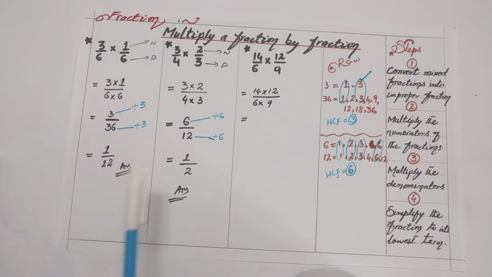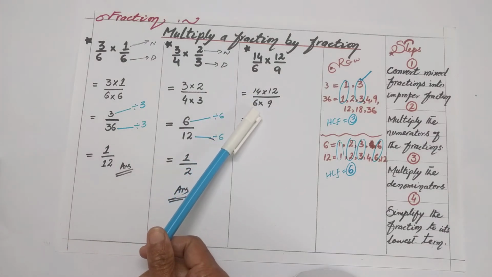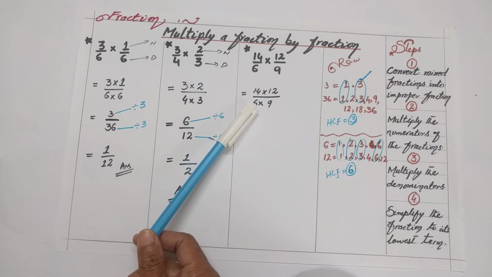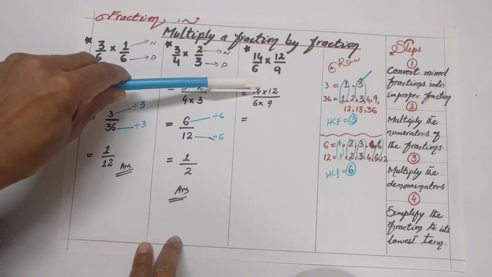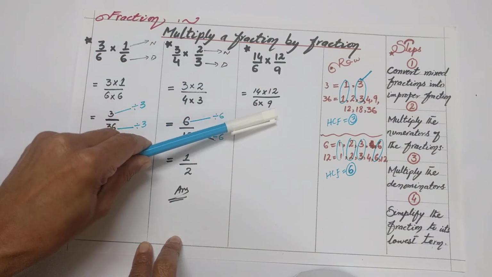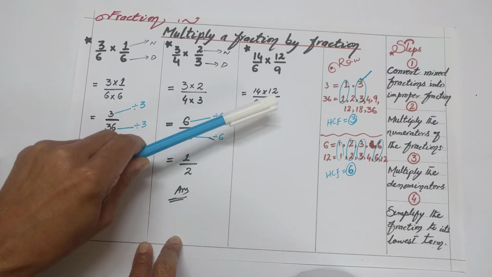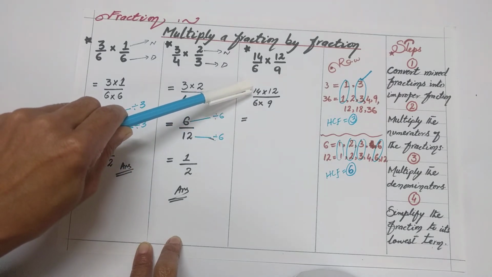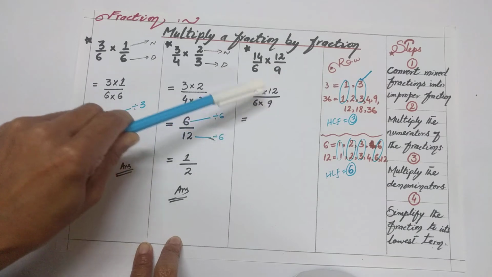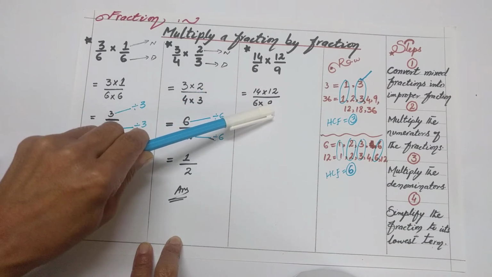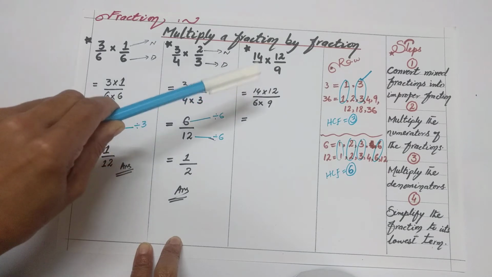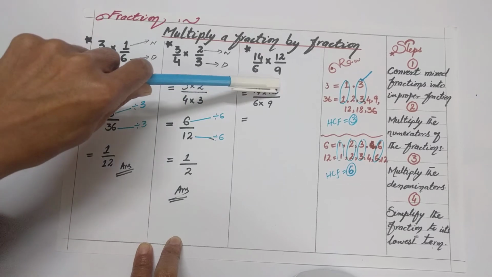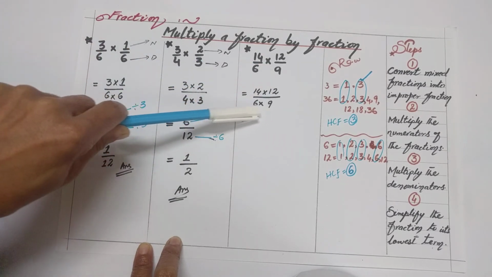Here we will compare the numerator and denominator and we will check, is there any common factor of any numerator by denominator. We cannot check the common factor of the numerator by numerator or denominator by denominator. We have to check the common factor of the numerator by denominator. You can check the common factor of 14 and 6 or 12 or 9. You can check the common factor of 14 and 9 or 6 and 12. But the only condition is that you cannot check the common factor of numerator by numerator or denominator by denominator.